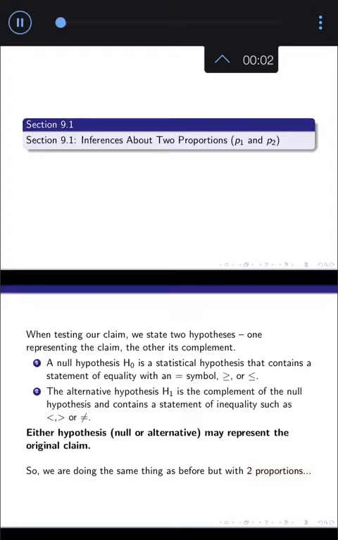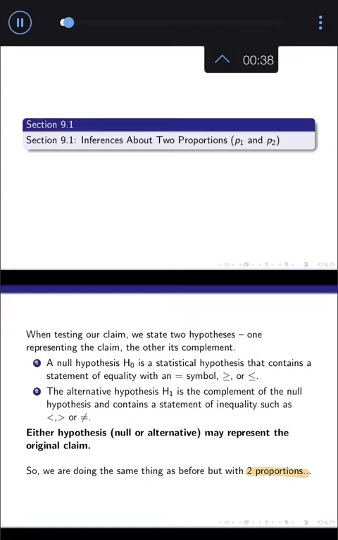In section 9.1, we will look at both confidence intervals and hypothesis testing for two proportions. When testing a claim, we state two hypotheses, one representing the claim and the other is the complement. We have the H0 and the H1 still, but we're just going to do the same thing we did before, but just with now two proportions. So we will do the entire steps the same.